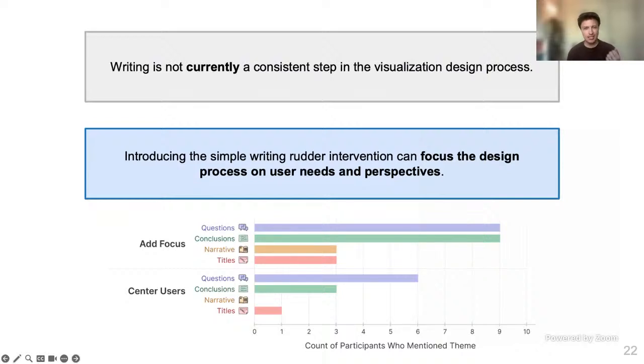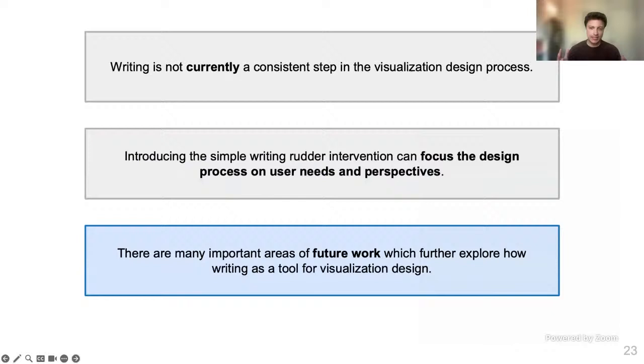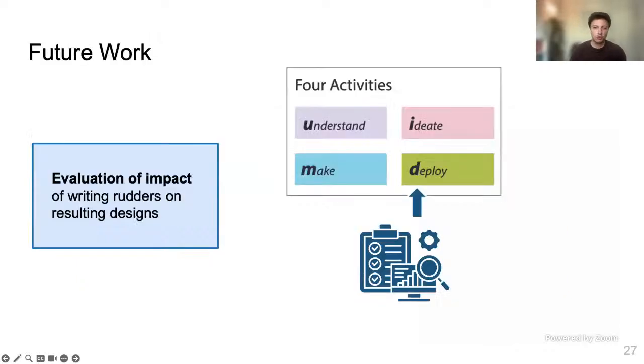And in particular, this key questions one was the most promising as it sort of lined up well with how designers kind of viewed their design process as a whole. Writing and text in general tend to be underexplored in visualization design since we focus more on the visual parts of visualizations, which does make sense. However, there are many areas of relevant future work to explore this further. So additional work can focus on the impact of these writing rudders on the final designs.